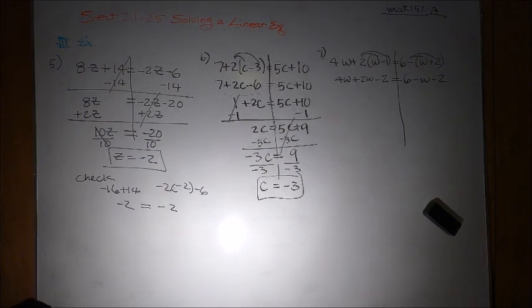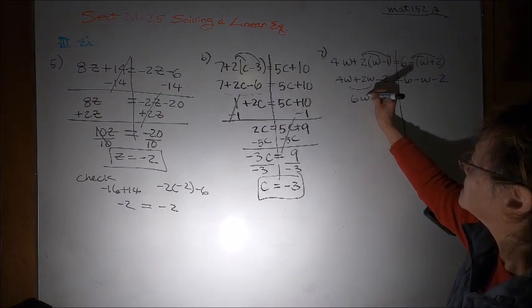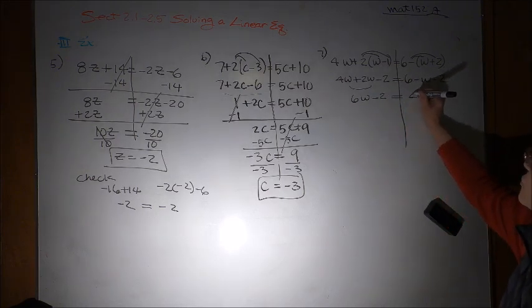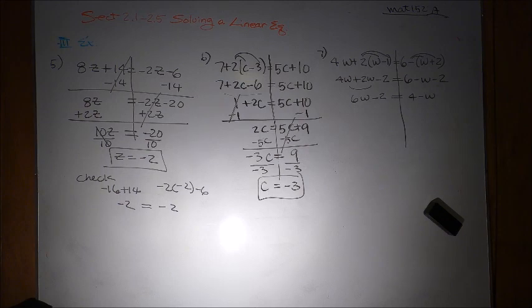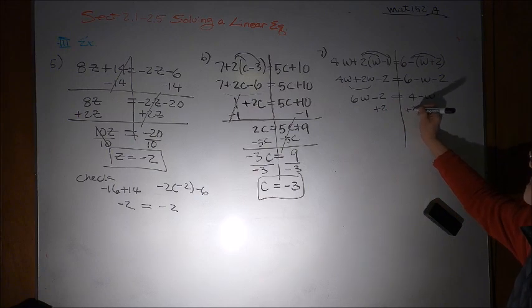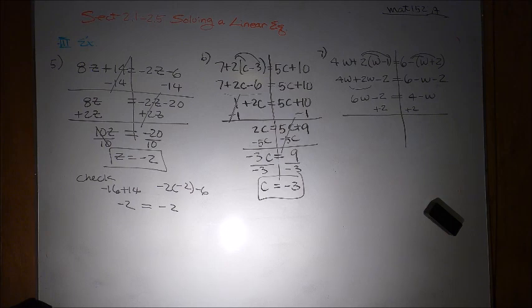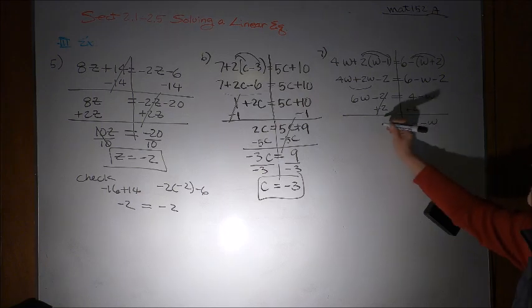Then combine like terms, make it simpler. So that would be what? 4 and 2 would be 6w minus 2 equals what? 6 minus 2 would be what? 4 and minus w. Then what are we going to do? Move numbers to one side, by doing the opposite, plus 2. And those cancel out, those are 6.